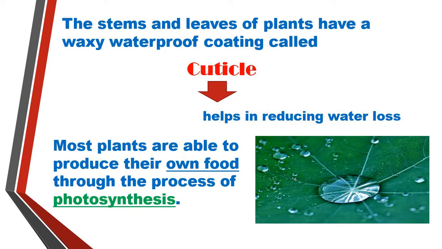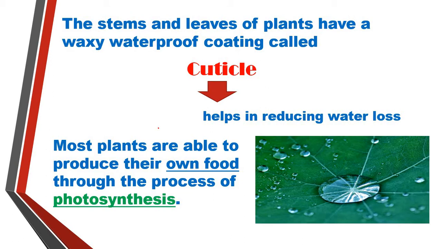Another characteristic feature for plants is the cuticle. Cuticle is a waxy waterproof coat surrounding the leaves and the stems of the plant. Cuticle is important for plant because it helps in reducing water loss from the plant leaves and stems.